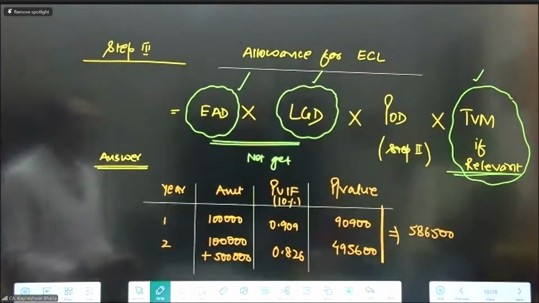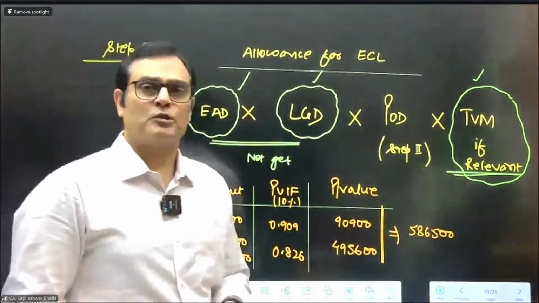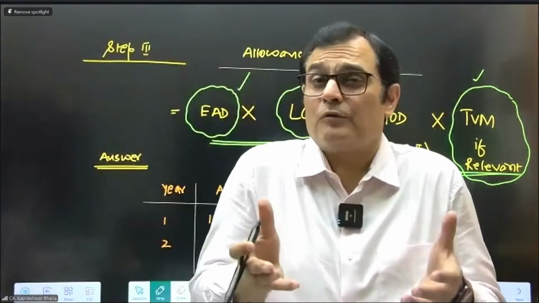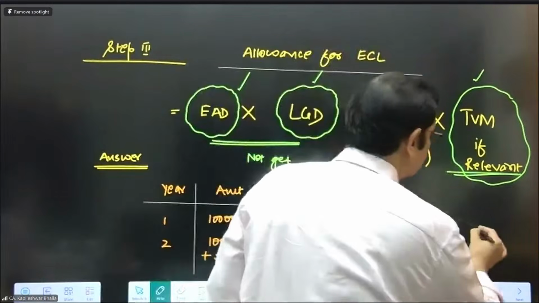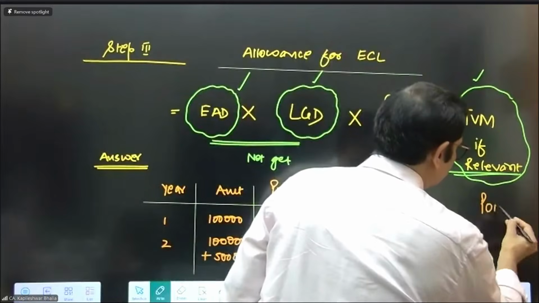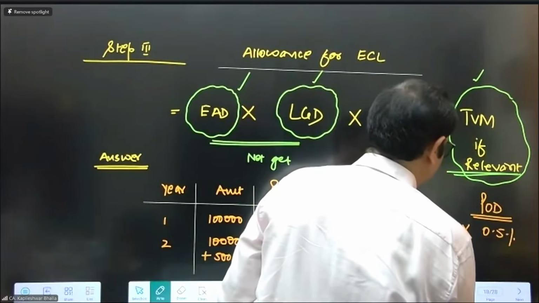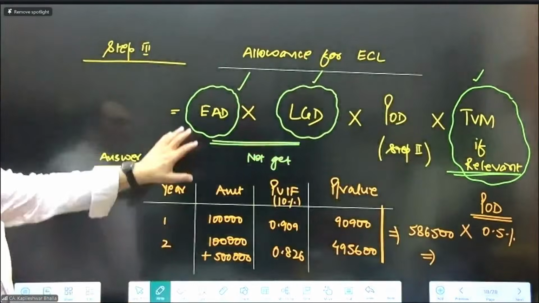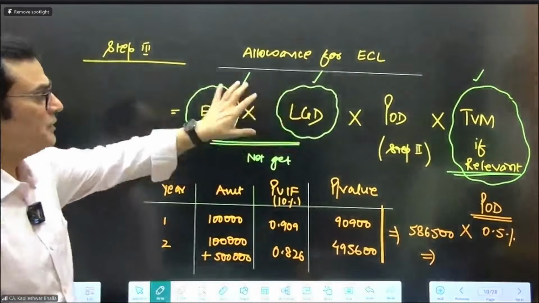Wow. So we get the present value of the amounts which we will not receive. But this is the full amount I will not receive. There is a certain probability of not getting this money. So now at this stage, you multiply this with the POD, and that is 0.5%, and we get the answer. As simple as that. So basically, you notice we first considered EAD into LGD.